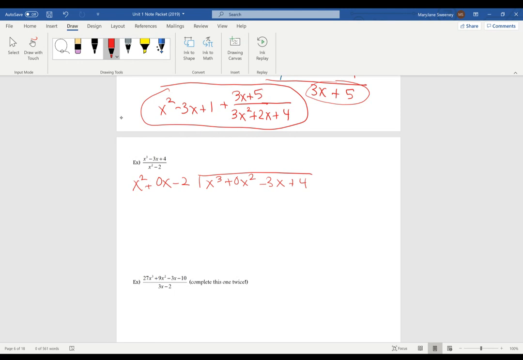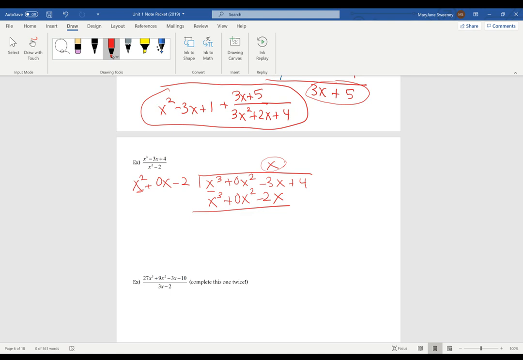Okay, I'm putting 3 terms into 3 terms, so my first is going to go up there. What times x squared is going to give me x cubed? That would be an x. So x times x squared is x cubed. X times 0x, I'm going to put plus a 0x squared, which is really 0, but I'm trying to line up the places. X times negative 2 is negative 2x.